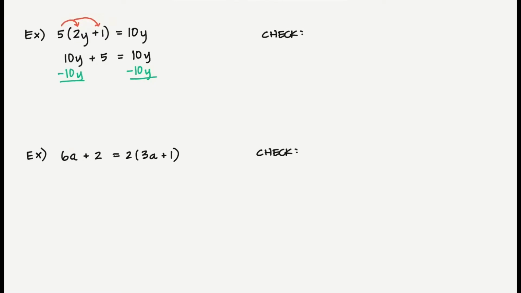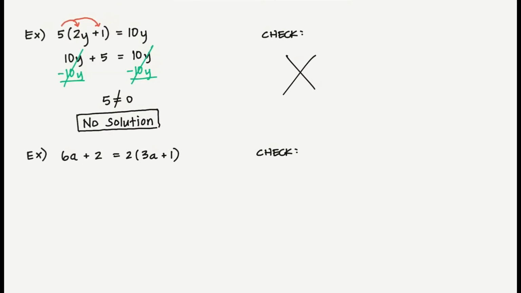And look what happens. I get rid of all of my variables, and I have 5 on the left, and I have 0 on the right. Well, 5 does not equal 0, so when this happens, you are going to write no solution, which means there is not a single answer for this possible equation. And if there's no solution, there's nothing for you to check other than maybe just going back and checking your work. So let's do this again.